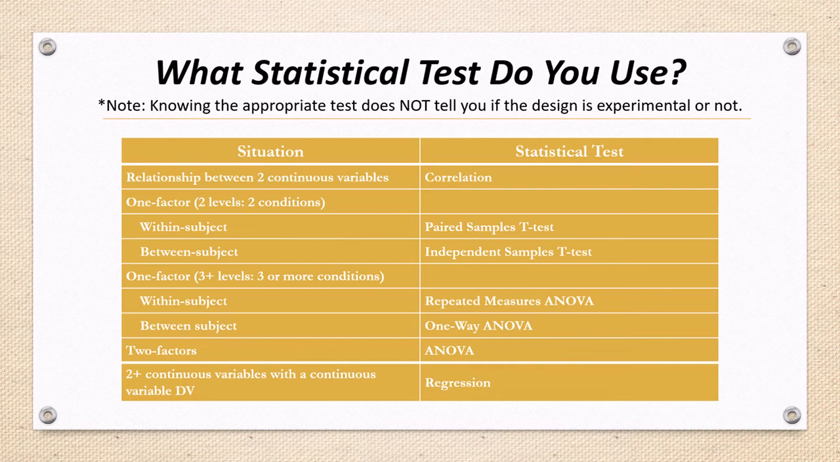Here is a more specific table of tests with details of types of t-tests and ANOVAs. Always remember, however, that knowing the appropriate test does not tell you if the design of the study was experimental or not, meaning that you cannot tell from the statistical test whether you're testing a causal relationship. We have to know the study design to know whether we can come to any causal conclusions.